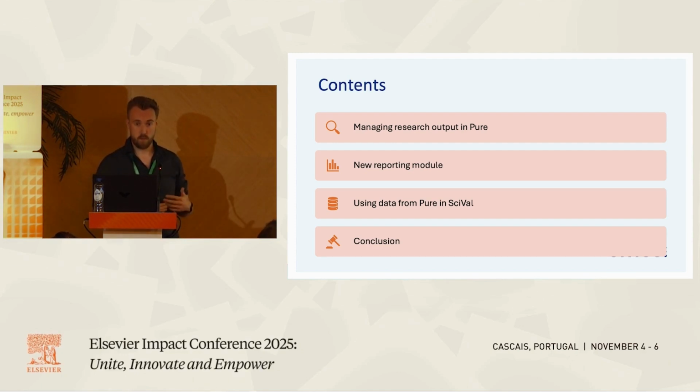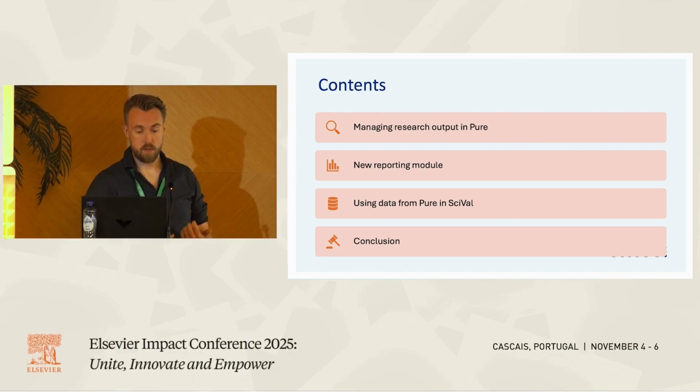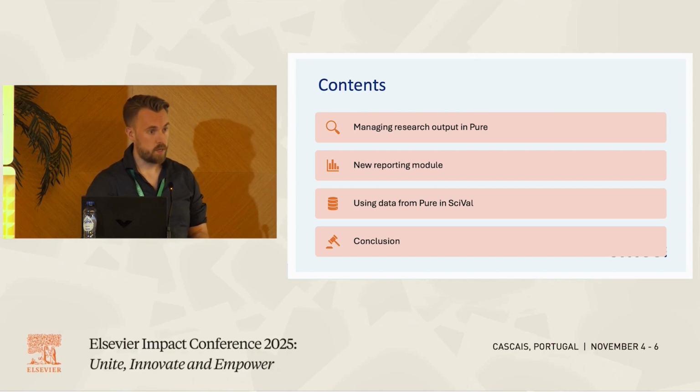I want to start with how we manage Pure and the research output in there. I want to talk a little bit about the new reporting module, what we do with it, how we use the data from Pure in SciVal with a couple of examples. And at the end, I will end with a conclusion.